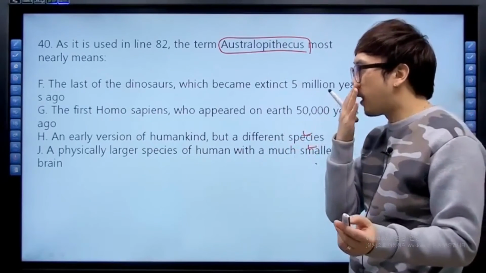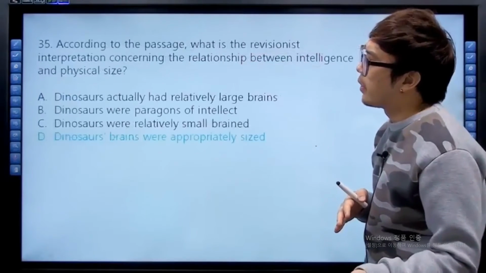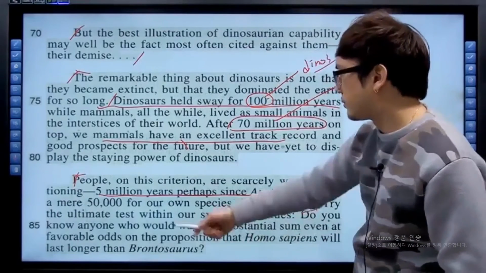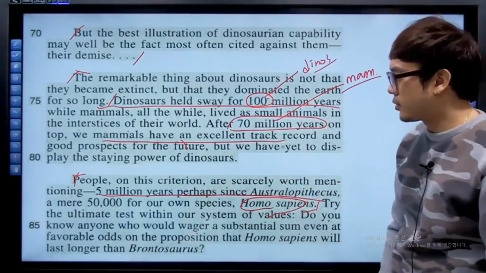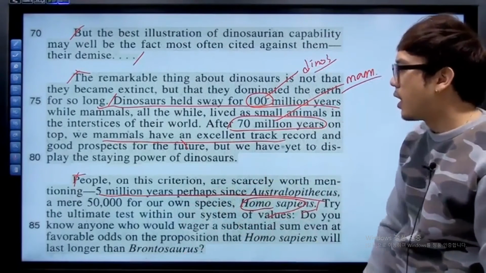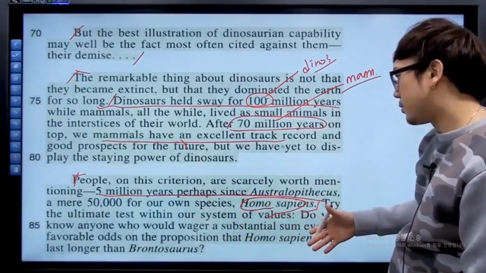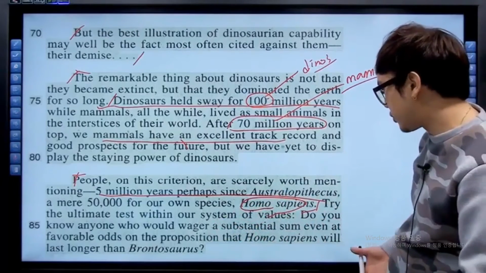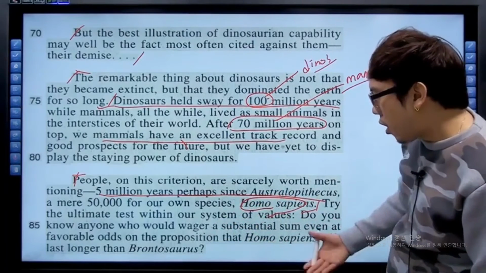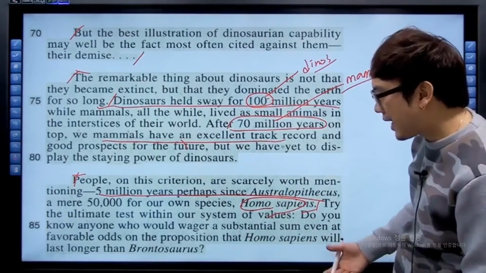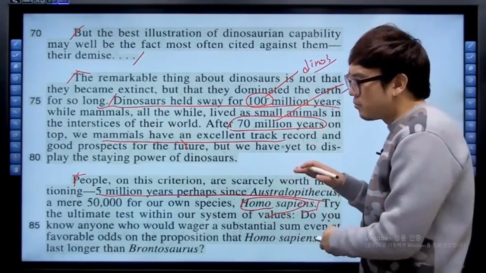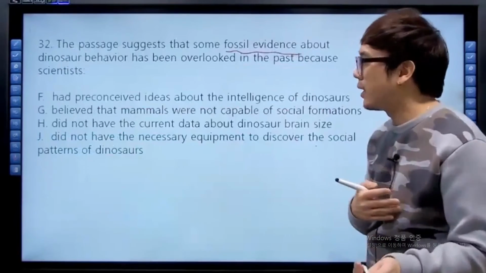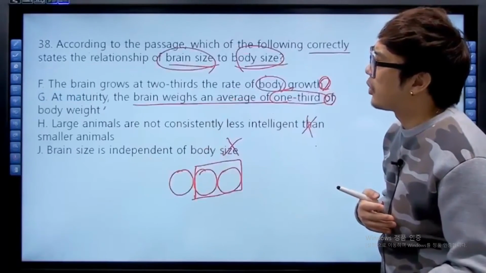So just to clarify, let's take a look at that paragraph and see what could be our answer. So here, Australopithecus, right? It says, people on this criterion are scarcely worth mentioning. 5 million years perhaps since Australopithecus, a mere 50,000 for our own species, Homo sapiens. Try the ultimate test within our system of values. Do you know anyone who would wager a substantial sum, even at favorable odds, on the proposition that Homo sapiens will last longer than Brontosauruses, right? So it doesn't tell you much of what the Australopithecus are supposed to be, but you should know this already. So what should be your answer here?